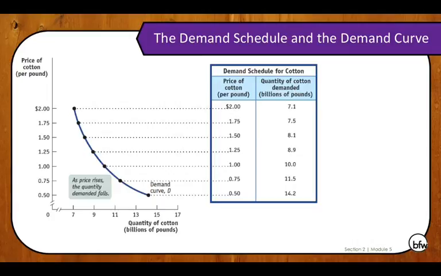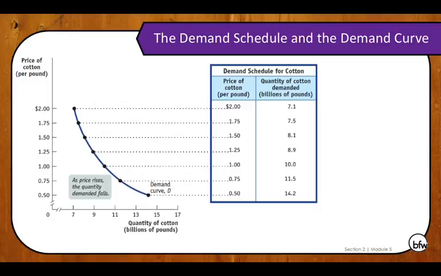So when the price of cotton falls from $1.50 to $1, the quantity demanded of the good rises from 8.1 billion pounds to 10 billion pounds.